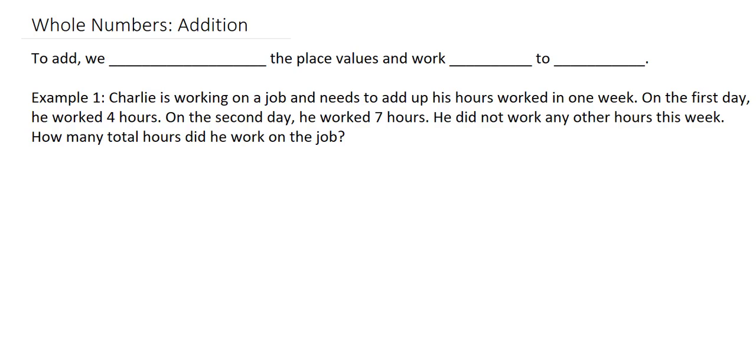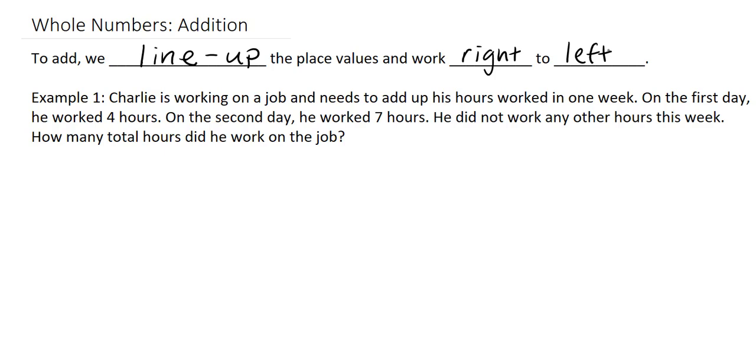two numbers addition. For us to add, we're going to have to first line up the place values and work right to left. So let's look at the first example.